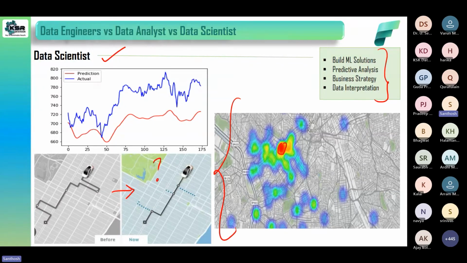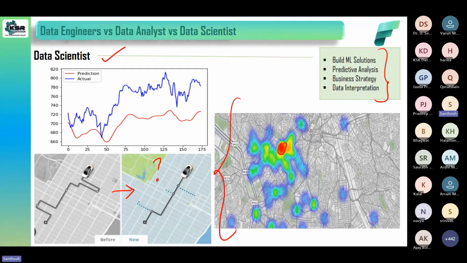Maybe there is an event where 1,000 people have gathered there, and that is why it is showing in red color. From this satellite image, what this data scientist will do is process this image. Hey, something is wrong on the satellite image. Maybe it's because of a highly dense place, or maybe a lot of people have gathered there. So I need to have more caps there.